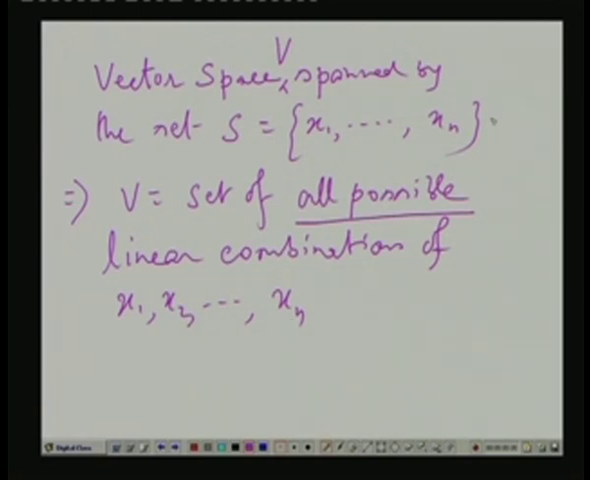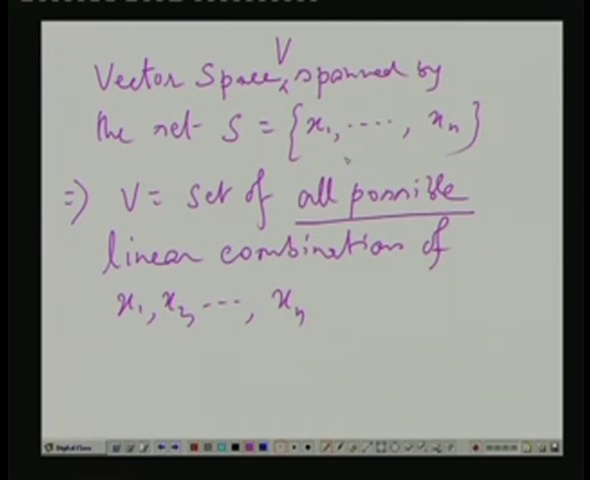Similarly, V is closed under scalar multiplication. That is, if you take any particular vector of V, which is some linear combination of x1 to xn, say C1 x1 plus C2 x2 plus dot dot dot Cn xn, and multiply by any scalar constant k, you get a term like k c1 times x1 plus k c2 times x2 plus dot dot dot plus k cn times xn. Now this is again another linear combination, going to V.